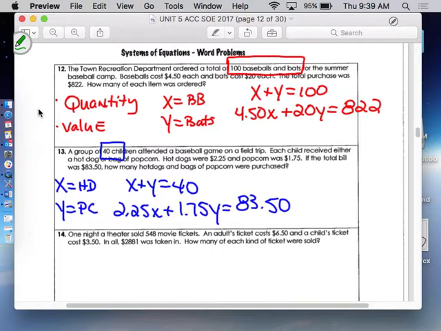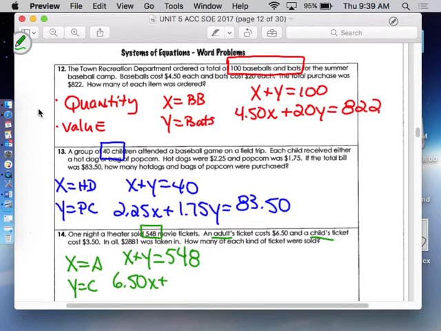Let me set up one more on the video. And let's see, now I'm at a theater, so 548 tickets were sold. So I have two types of tickets. I have adult tickets and I have child tickets. So I will let X be the adult, Y would be the child. So the number of tickets sold, my quantity, is 548. And then how much money did I spend? The value attached to that. So I would have 6.5X, and then the child ticket was $3.50, and then the total amount of money spent, $2,881.